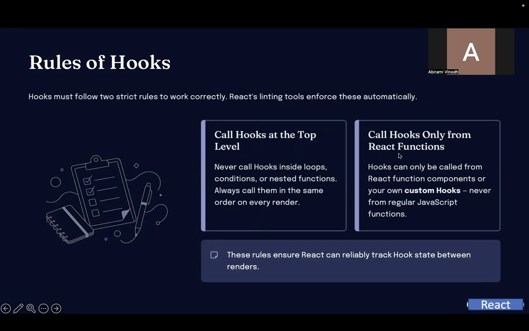The second main rule is that hooks can only be called inside functional components or in custom hooks. We should call them only inside function components or custom hooks, never in regular JavaScript functions. These rules ensure that React can reliably track hook state between renders. These are the main rules for hooks.